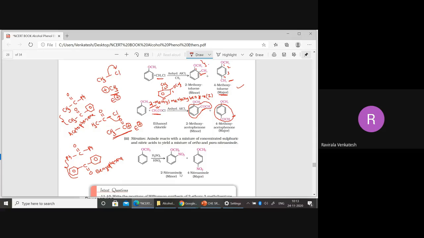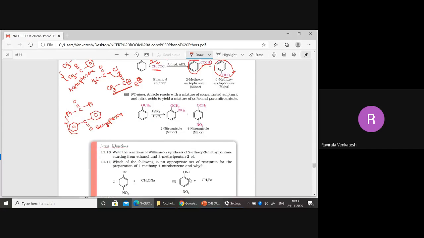Finally, what happened? We'll take a nitration reaction. In nitration, the mixture is what? H2SO4 plus HNO3. The electrophile will be NO2 plus. You come to 11th class, we studied this one. Again, it attacks on the ortho position and para position. Because of steric hindrance, this will be the minor product, and there is no steric hindrance here, so this will be the major product. So these are the electrophilic substitution reactions of anisole.